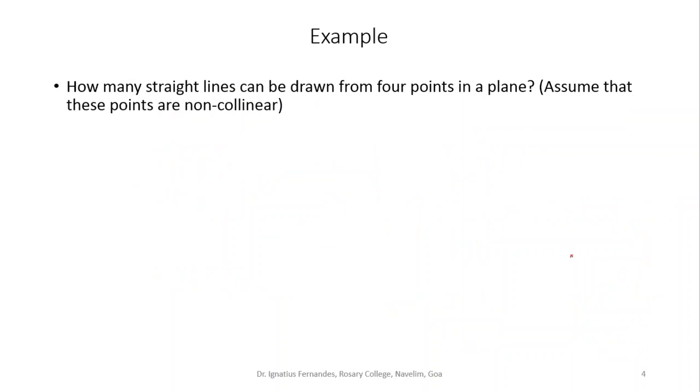Let us consider this example. How many straight lines can be drawn from 4 points in a plane? Assume that these points are non-collinear. That means these points are not in a straight line. Okay, so we want to basically draw straight lines from these 4 points.